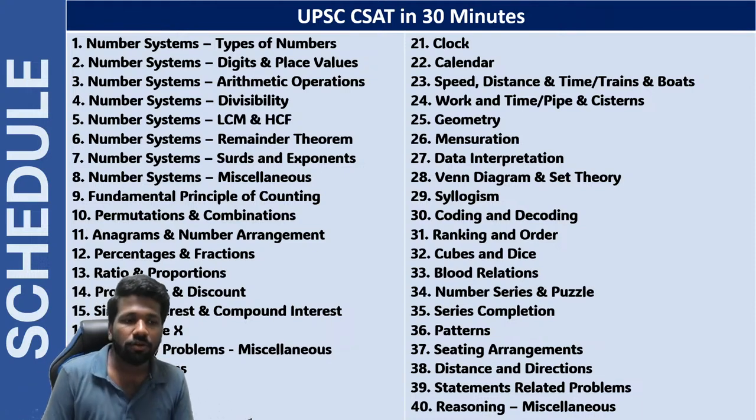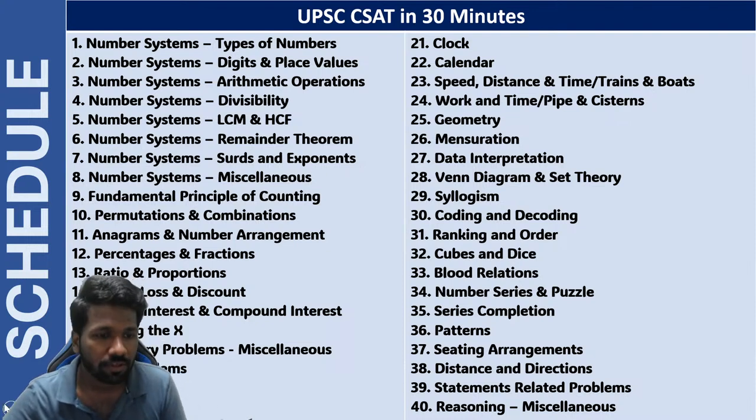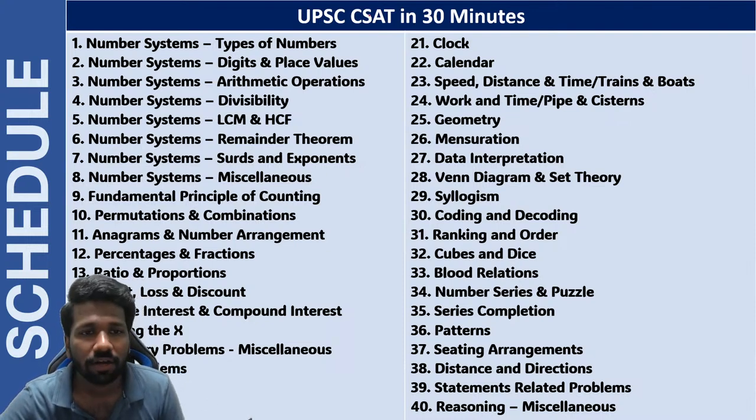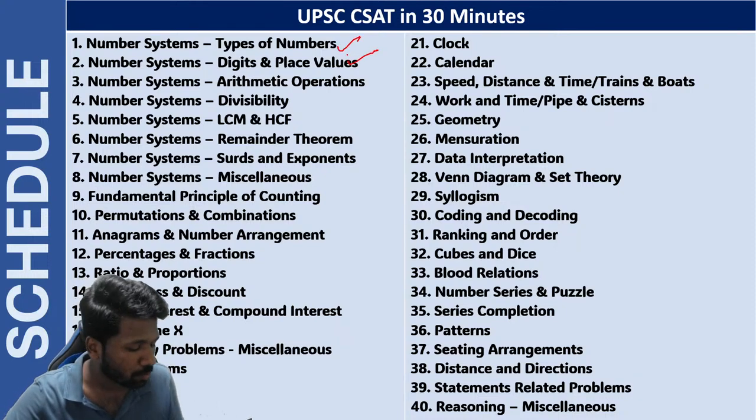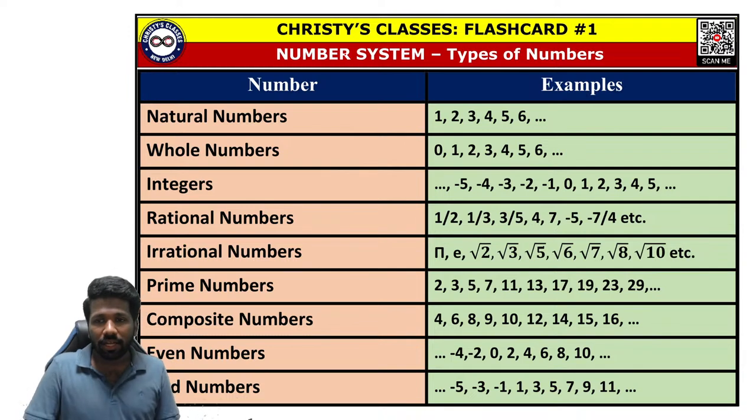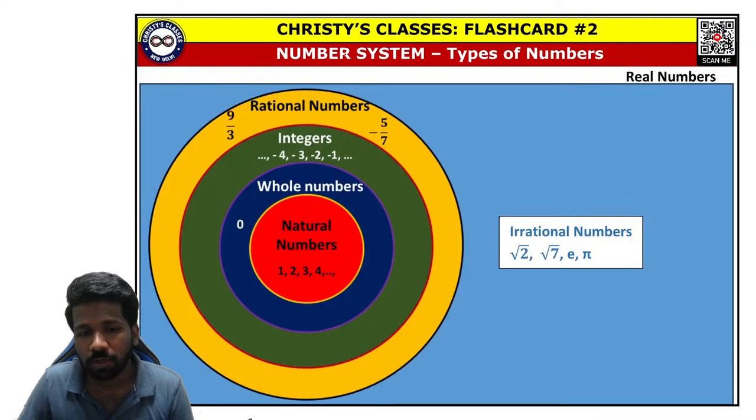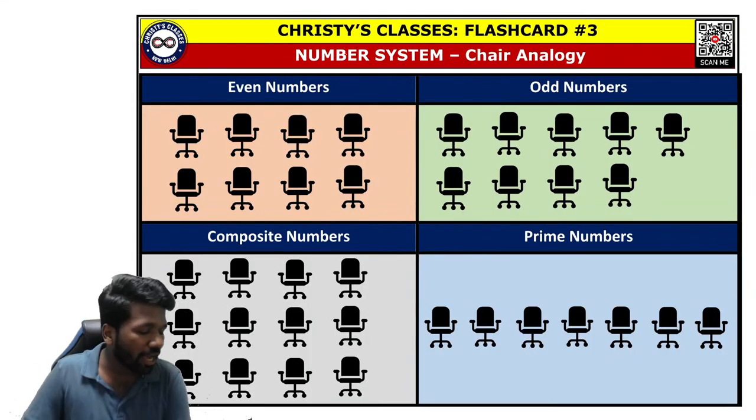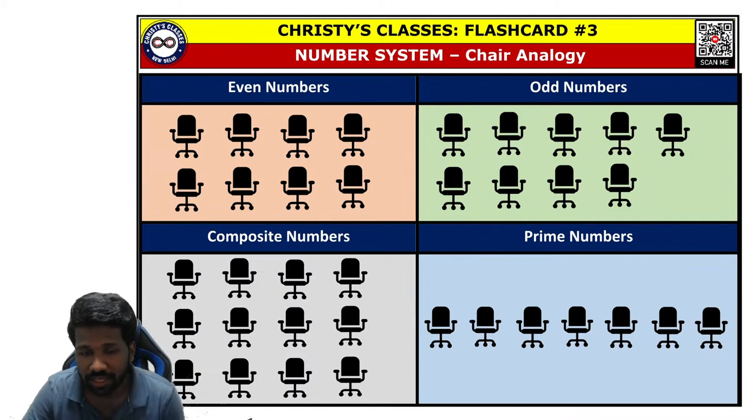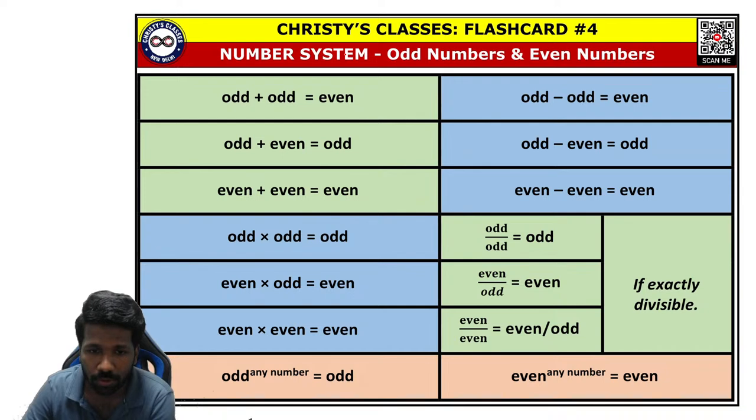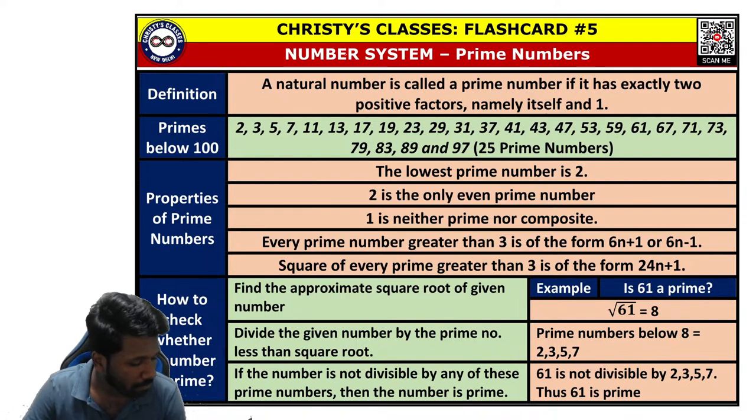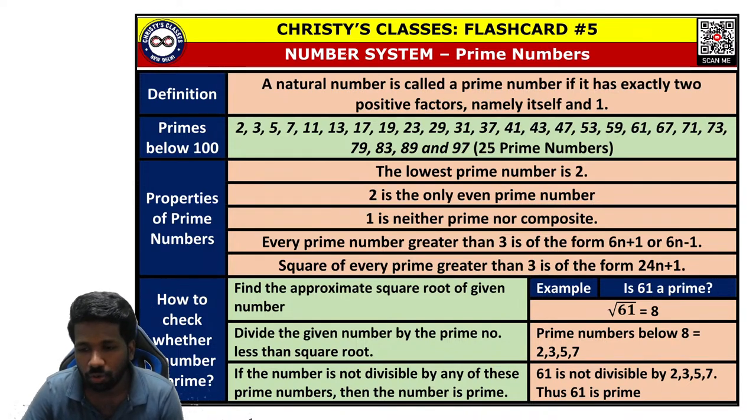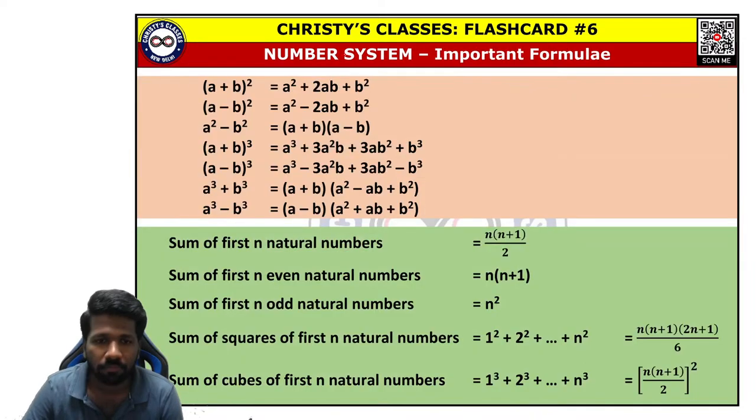And this is a complete schedule of this course. Yesterday was the first lecture, types of numbers in number system we have discussed. Today we are discussing digits and place value. So yesterday, just a quick recap, we discussed the types of numbers and how to draw the Venn diagram or how we can represent these numbers. And the chair analogy we have discussed, how to understand it and how that will be helpful to do questions also. And arithmetic of odd numbers and even numbers also we discussed. About prime numbers in particular, we discussed how to identify prime numbers, the important prime numbers and properties of prime numbers. This we will be discussing in the upcoming class.